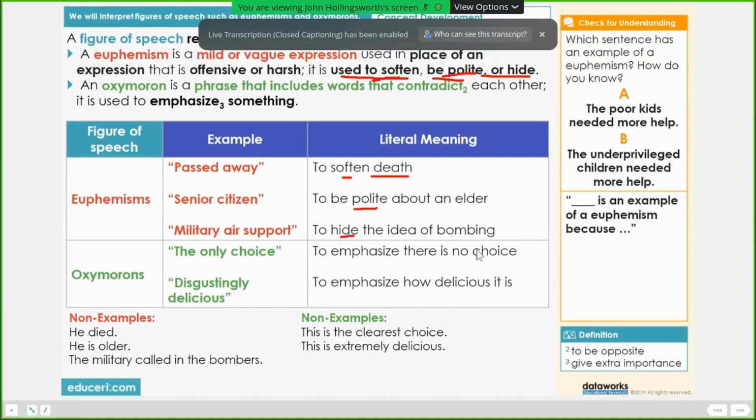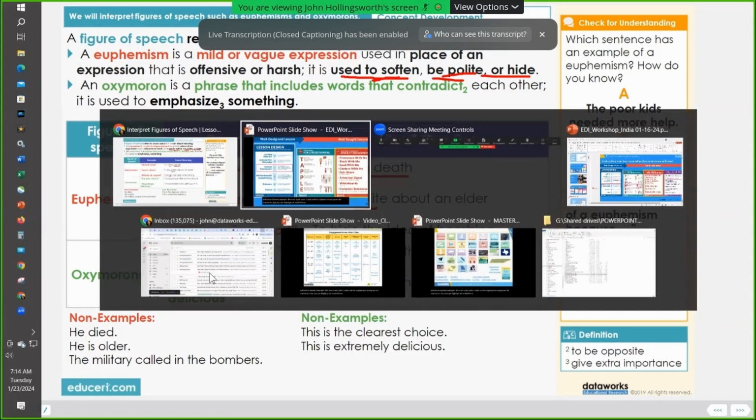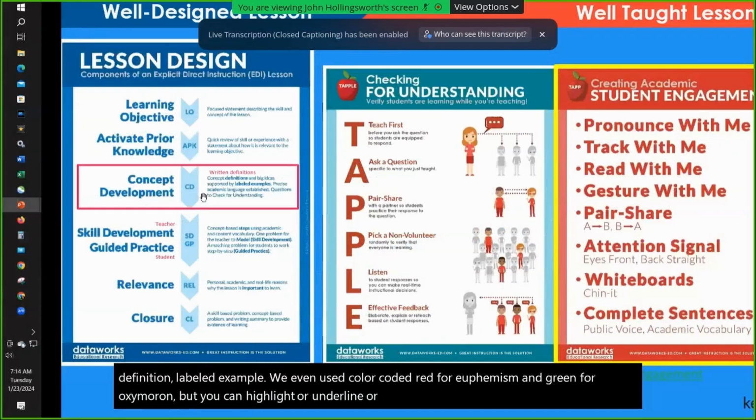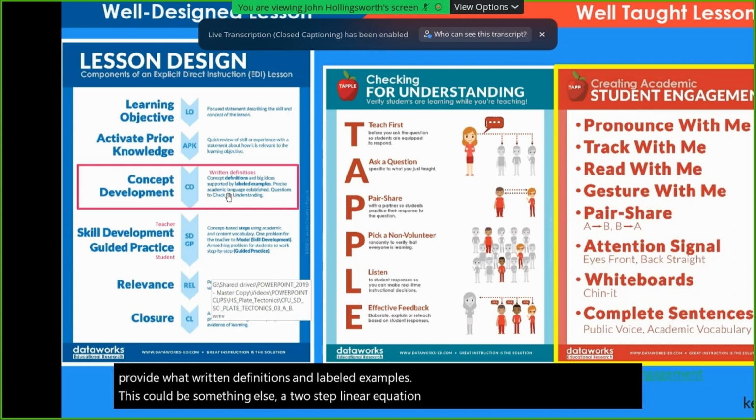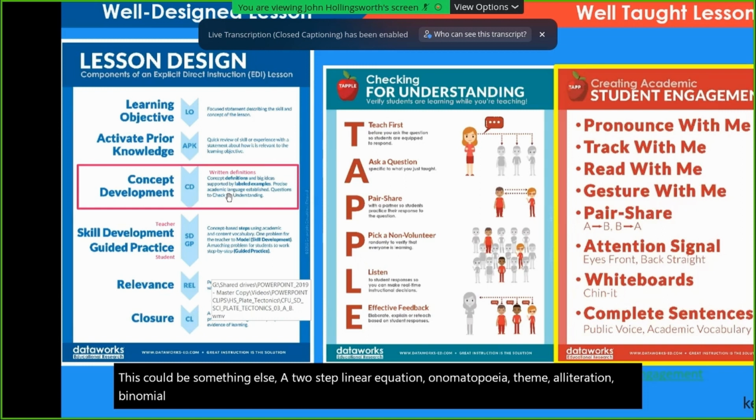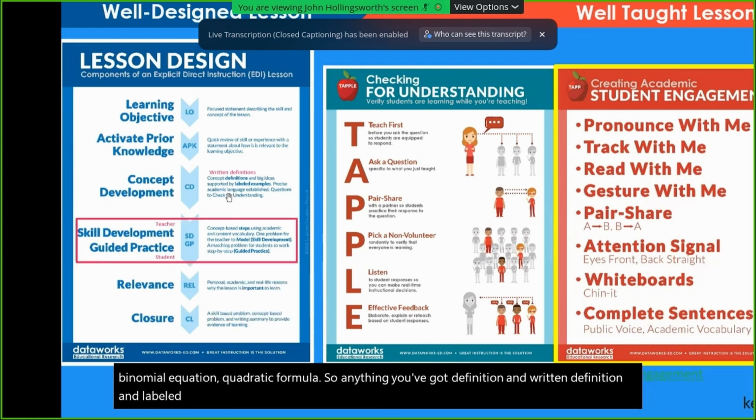Oxymoron, written definition, labeled example. We even use color-coded, red for euphemism and green for oxymoron, but you can highlight or underline or something. So this is what I mean by we should provide what? Written definitions and labeled examples. Now this could be something else like two-step linear equation, onomatopoeia, theme, alliteration, binomial equation, quadratic formula. So anything you've got, written definition and labeled examples.